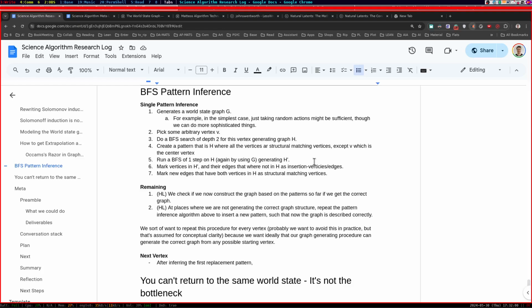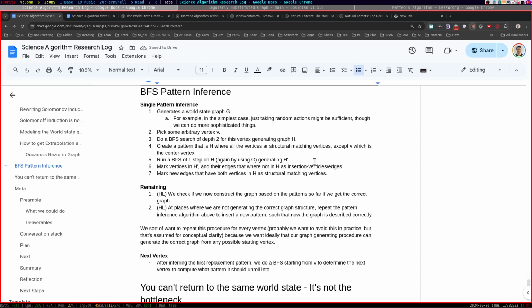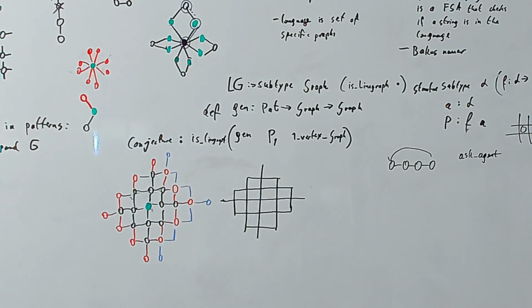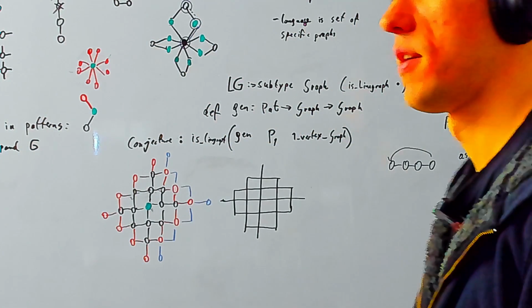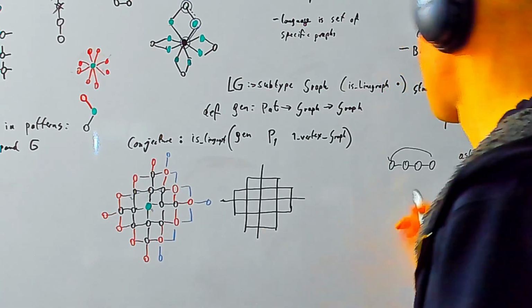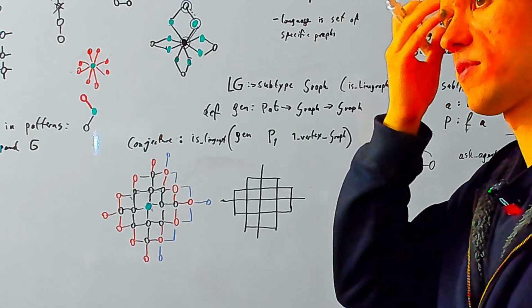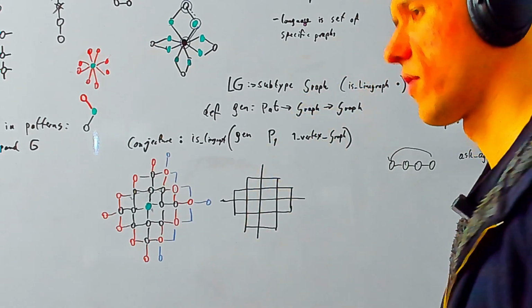Okay. We do a BFS starting from to determine the next vertex to compute what pattern it should unroll into. I think it might work. It's just that we didn't execute the algorithm yet. It's just step 1. It doesn't work. Okay, but we can think it will work, but let's think of then the algorithm. What's the optimal pattern to describe the lattice?